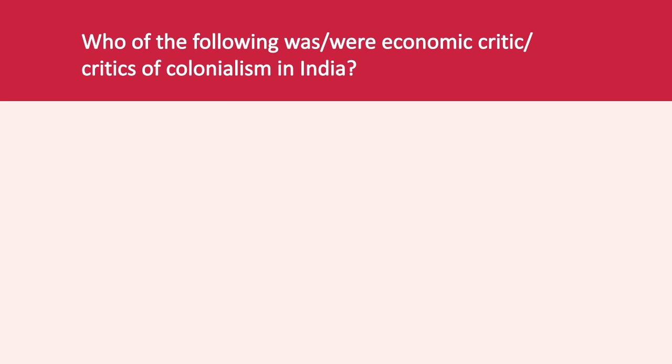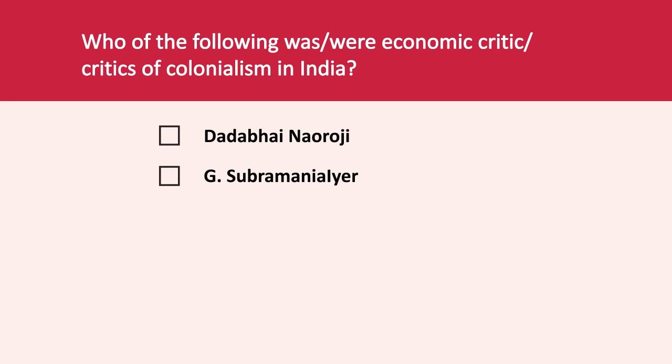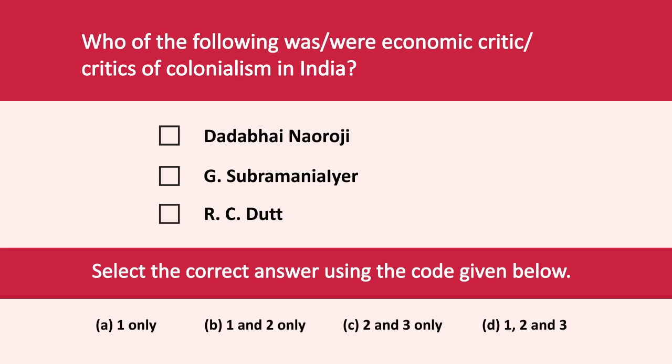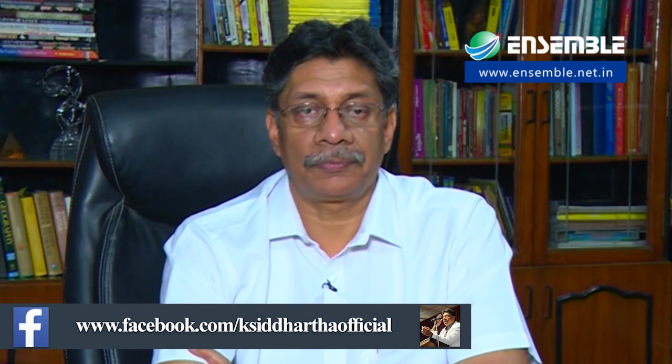And the answer was to be chosen from Dadabhai Naoroji, G. Subramaniam Iyer, R.C. Dutt. The correct answer was all three of them, who were critics of colonialism in India. Now, meaning that in modern India, the precision of information in this case is really significant. Questions in modern Indian history have been asked to test the precision of information, curiosity, as well as the observation level of the candidate.